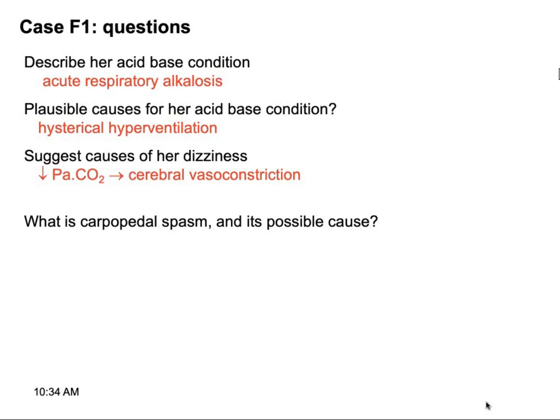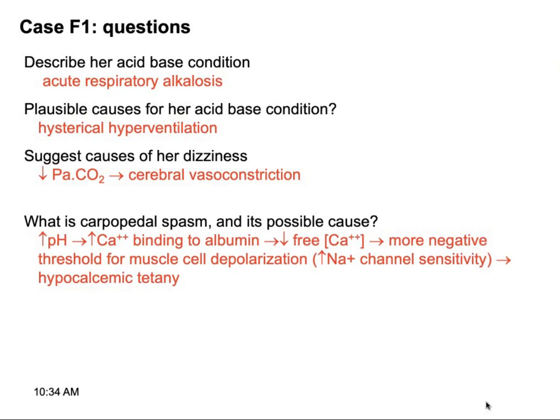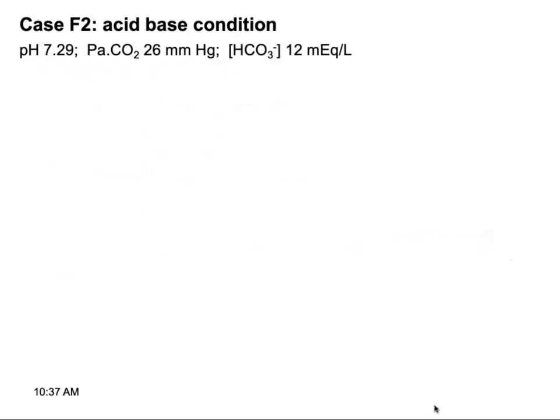So how will it manifest? It can manifest through carpopedal spasm, which was covered by Pragya in the last seminar. So as you already know, when there is an increase in pH, there will be increased calcium binding to albumin, which will decrease free calcium. So there will be a more negative threshold for muscle cell depolarization, which will lead to hypocalcemic tetany, right? Let's take one more example.